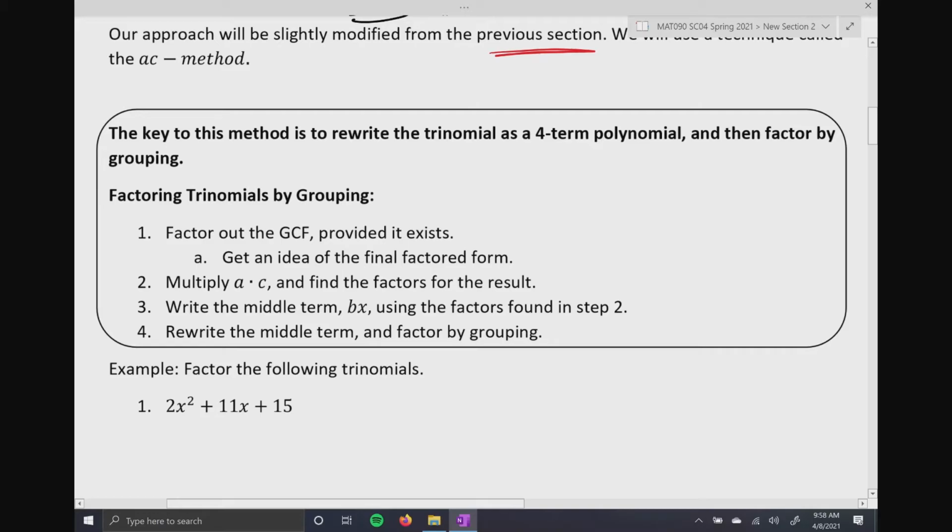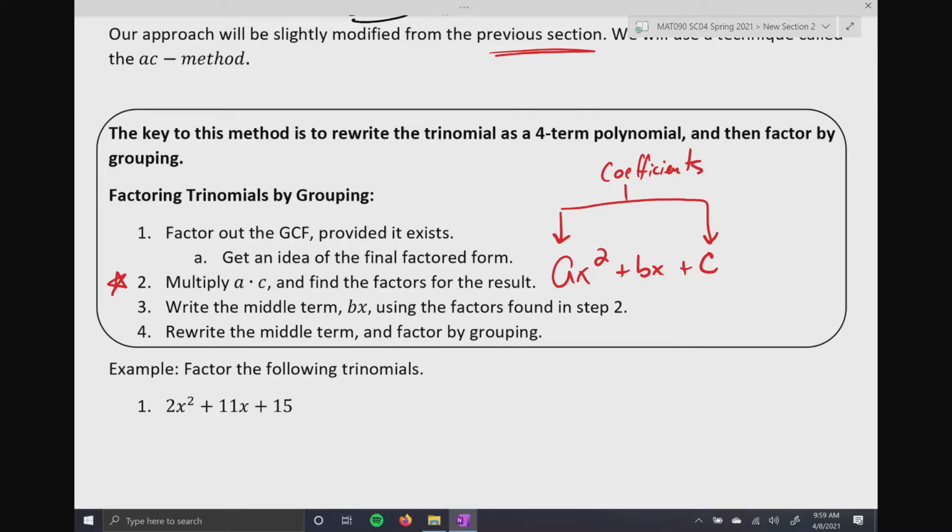Step 2, this is where the AC method kicks in. We're going to multiply A times C. Now, remember, we're looking at trinomials of the form ax squared plus bx plus c. So we're going to multiply the coefficients. Okay? That's all we're going to do. Step 3, we're going to rewrite the middle term using the factors found in step 2. And then step 4, we factor by what?